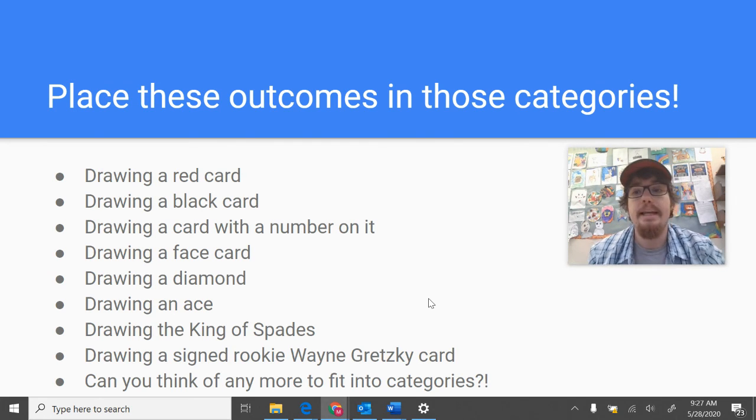So I think that's your job for today. Try to place all these into the correct categories and come up with a couple of your own. I can't wait to see what everyone comes up with. Hope this is all making sense. If it's not, post a question. I will get to it.